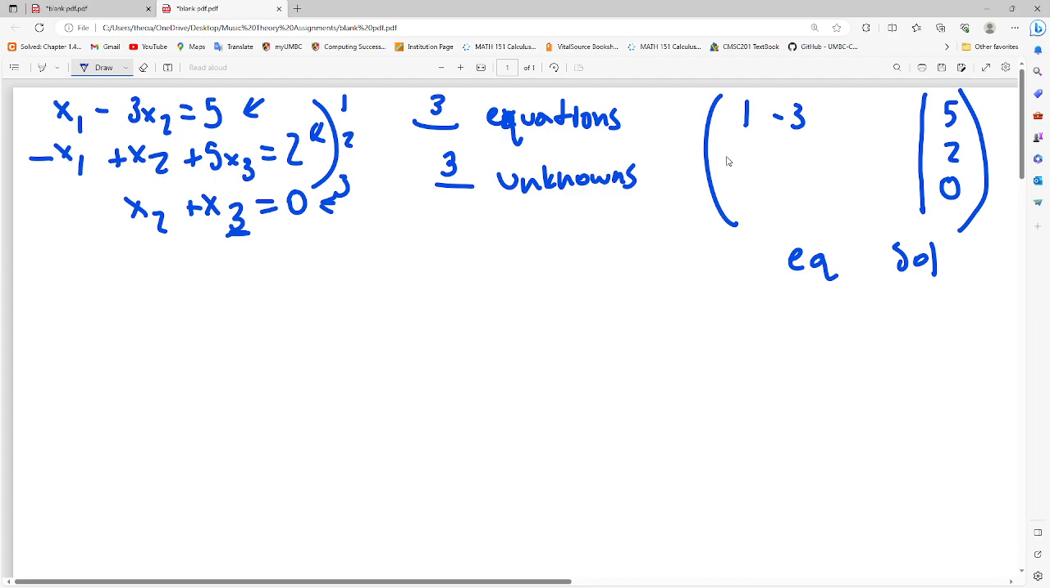For this next line, we have negative x1, so that's the same thing as negative 1 times x1, plus x2, it's going to be plus 1x2, and then 5x3. So we're going to put 5 in the matrix. Notice how it's negative 1, 1, 5, 2, and in this we have for our coefficients negative 1, plus 1, 5, 2. For our last line, we're going to have x2, which is 1x2, and x3, which is the same thing as 1x3 equals 0.